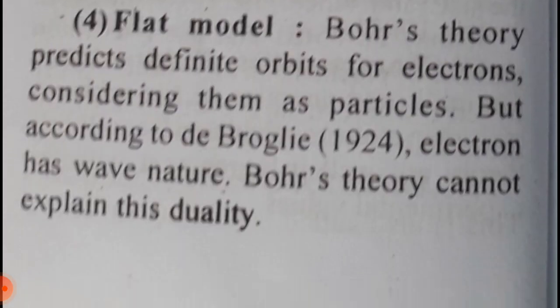Fourth, the particle model. Bohr's theory predicts definite orbits for electrons, considering them as particles. But according to de Broglie, 1924, the electron has a wave nature. Bohr's theory cannot explain this duality.